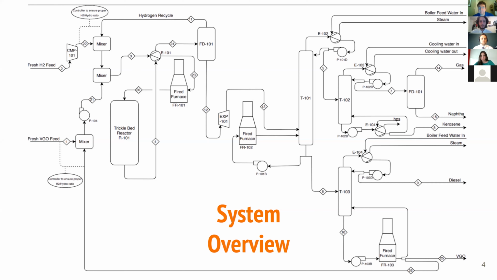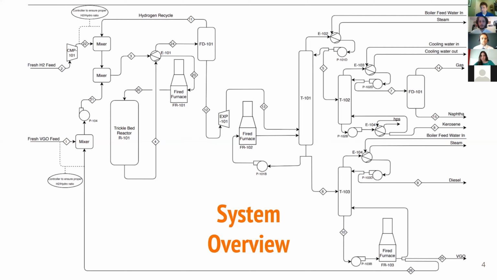After the reactor, it goes into a flash. We do have a hydrogen and VGO recycle, which is controlled. Those flows are controlled by a controller to maintain a hydrogen to hydrocarbon feed ratio, which is very important for our reaction kinetics.